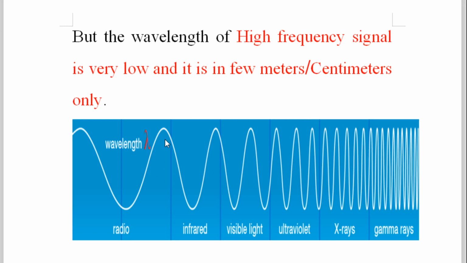Now as you go on increasing the frequency, see here, the time is decreased. So the time between two adjacent crests, or time between two adjacent positive peaks, is less. And when the time is less, the frequency is high. And when the frequency is high, you see the lambda. Lambda is the distance between two positive peaks. So when the frequency is high, lambda is less. And therefore, for a very high frequency signal, say in gigahertz, the lambda will be in centimeter only, or in millimeter.